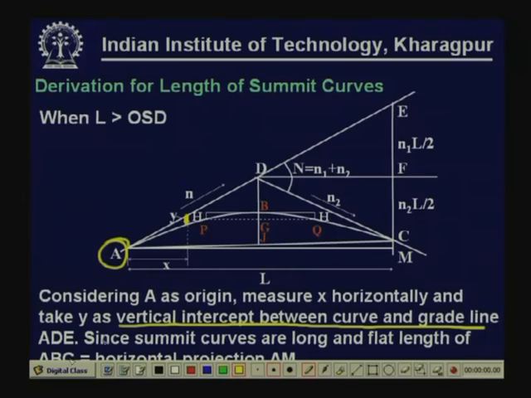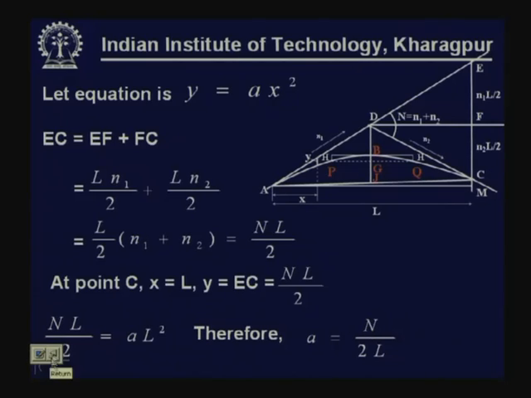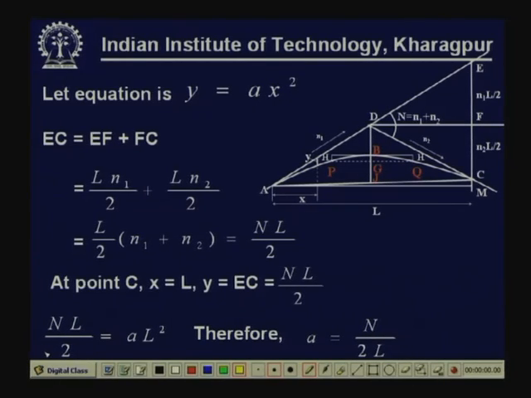Now, since summit curves are long and flat, the length of ABC, that is this curve, the length of ABC can be assumed almost equal to the horizontal projection AM, because summit curves are long and flat. So, therefore, actual curve length and the horizontal projection of that is not much different. Now, let us see the basic equation.